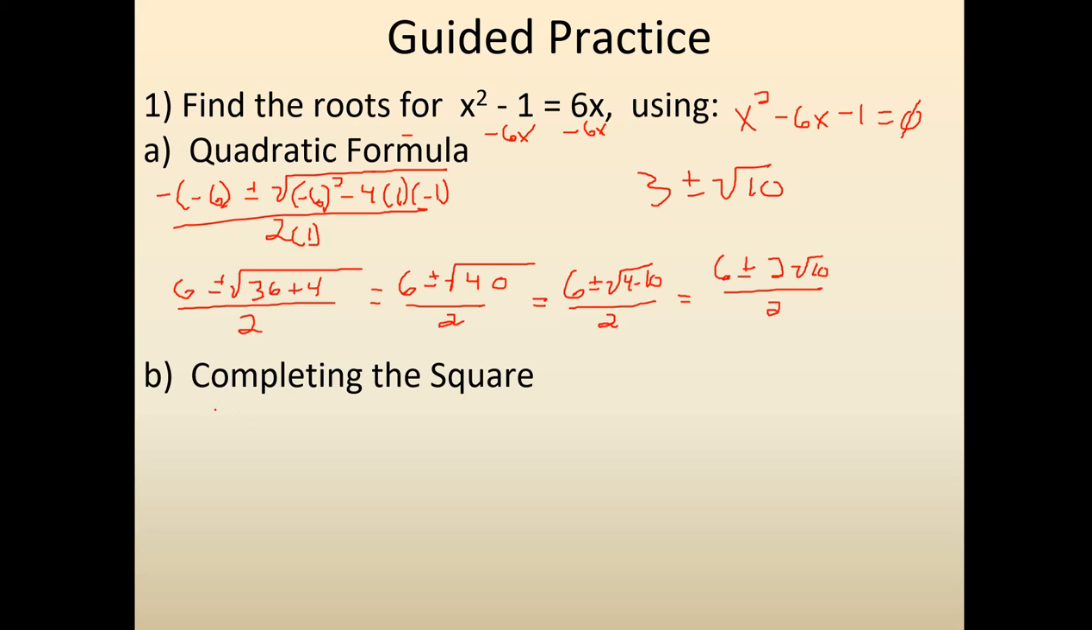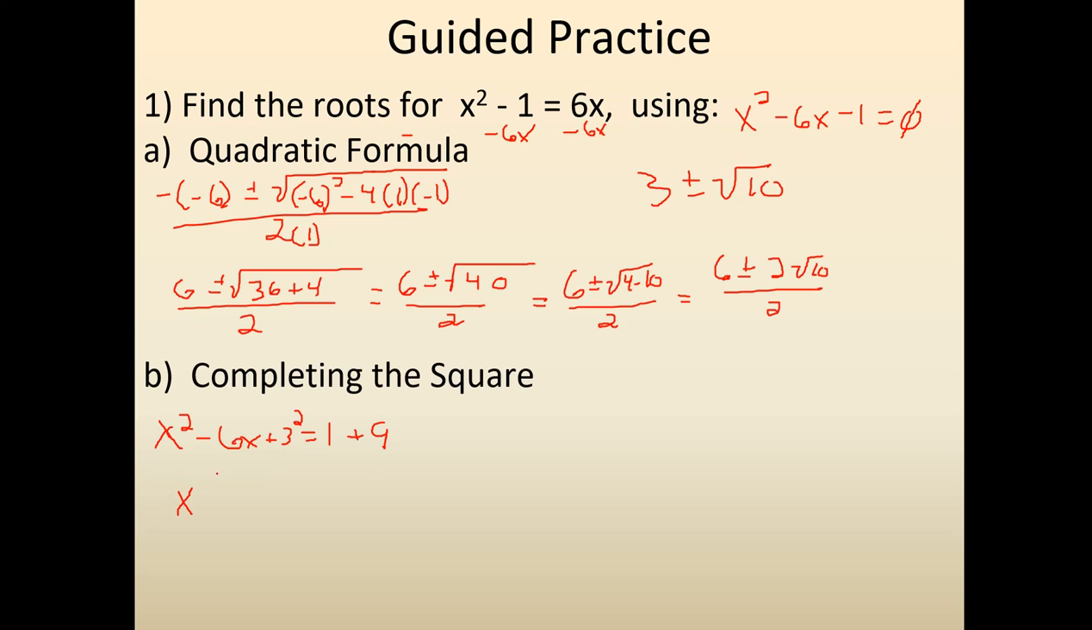All right, going through completing the square, we end up moving the negative 1 to the other side. So we get x squared minus 6x equals 1. I'm going to take half of 6, which is 3, and square it. I'm going to make it so it's a 9 here.